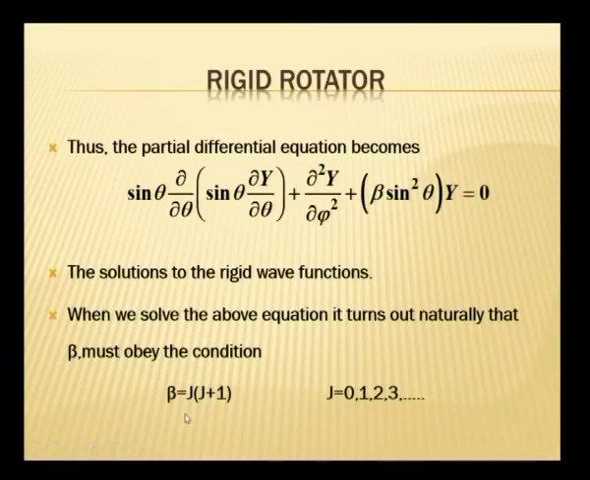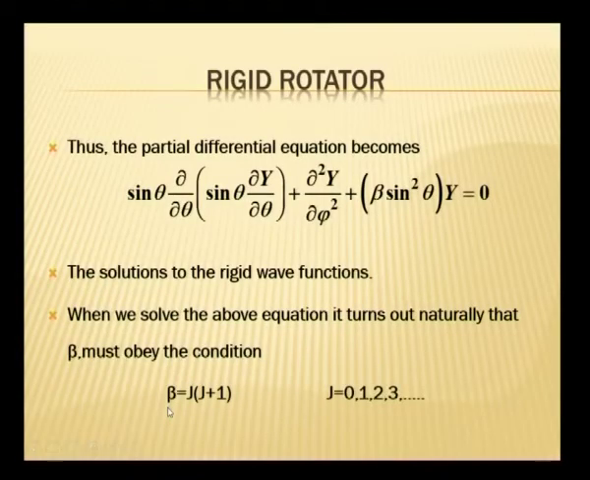Welcome back from the break. The beta that you have got here is equal to j into j plus 1, or in other words beta must obey the condition j into j plus 1. In other problems that we have been dealing with in quantum mechanics, the quantization comes automatically through the boundary conditions. Likewise, beta should be equal to j into j plus 1, where j will take only integral values like 0, 1, 2, 3 etc.